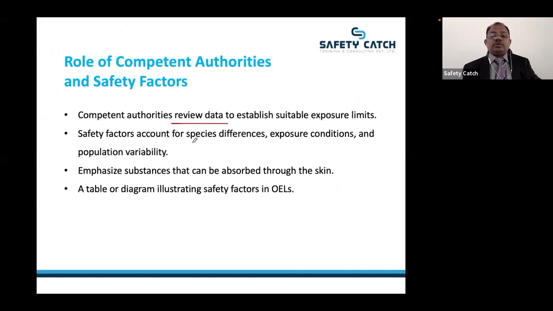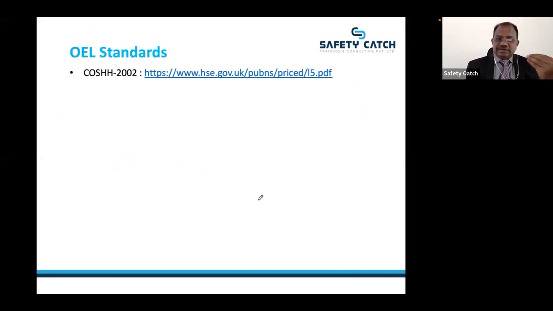Safety factors account for species difference, exposure conditions, and population variability. So they already consider this, like for Asians, for Africans, for Americans, for British. So like that they consider. But again, they don't keep a separate standard for separate countries. They keep a unique standard. Emphasize substances that can be absorbed through skin. And a table or diagram will also be given to you illustrating the OELs. So there are some OEL standards which we need to understand, which we need to refer to.